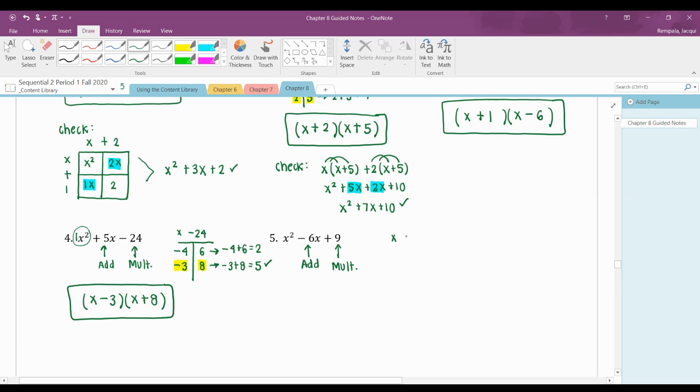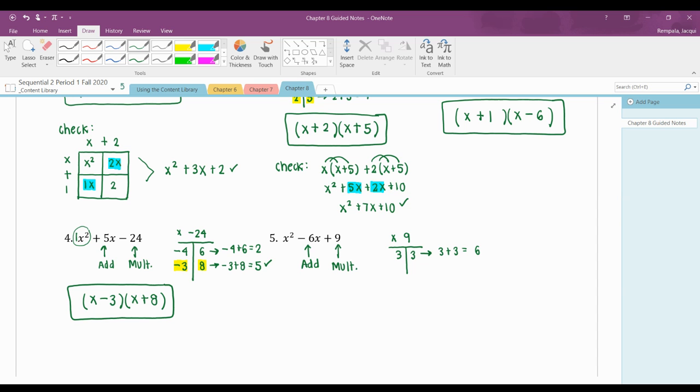Okay, so we want to find numbers that multiply to 9. Well, 3 times 3 multiplies to 9. If I add those two numbers, 3 plus 3 gives me 6. This is where you have to be careful. The number that I have in the middle is not 6. It is negative 6. So, because I ended up with a positive 6, but I want a negative 6, 3 and 3 are not my answers. But it's pretty close because all I have to do is have that 6 be a different sign.